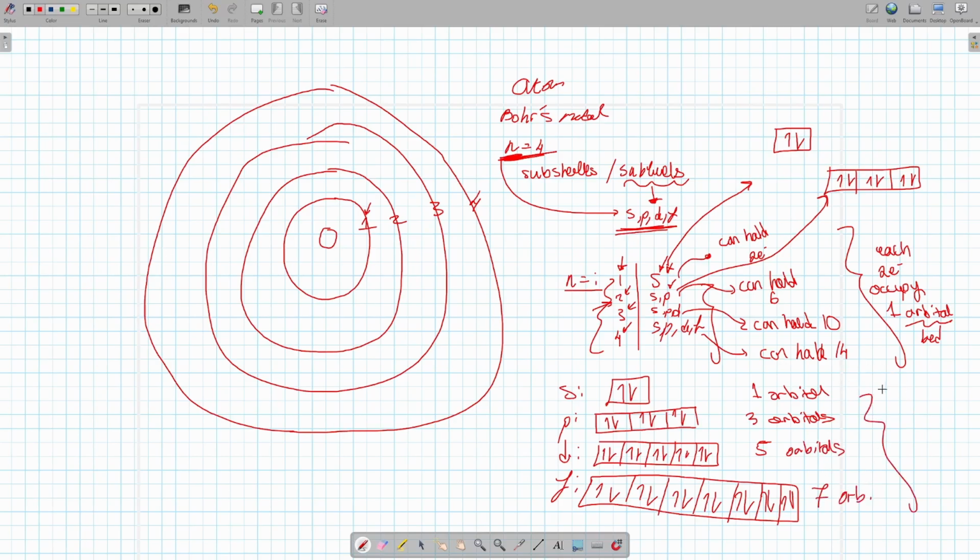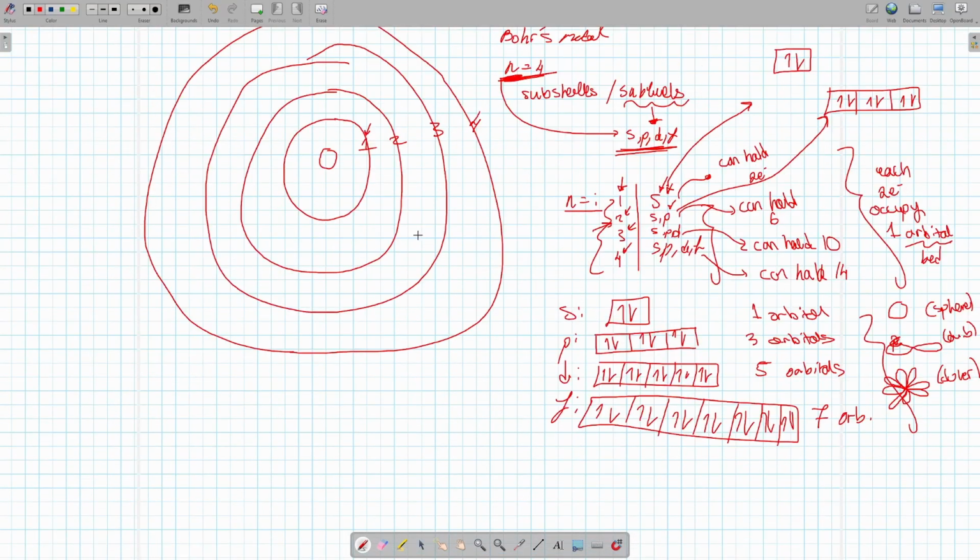Now, what do you need to know? S looks like a sphere. P looks like a dumbbell. Okay, this is a dumbbell. D looks like a clover shape, kind of like a flower. Alright, this is a D. We say clover. Now this is a summary of how an atom looks, okay?